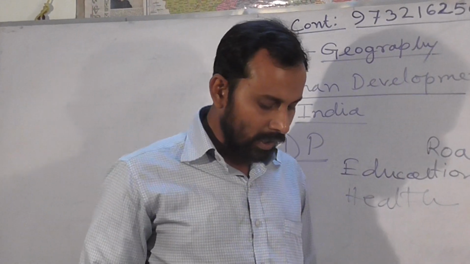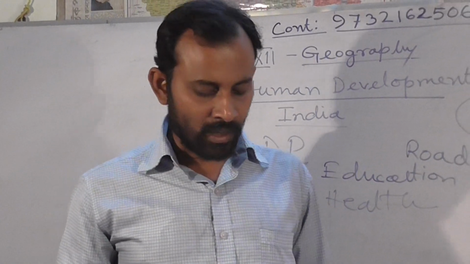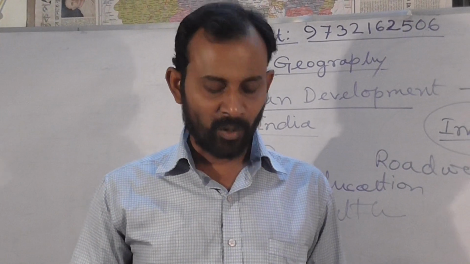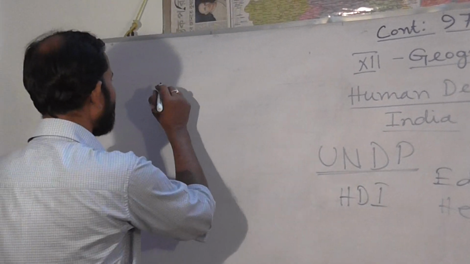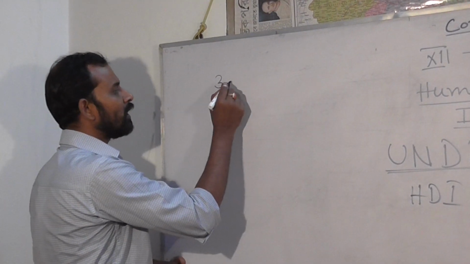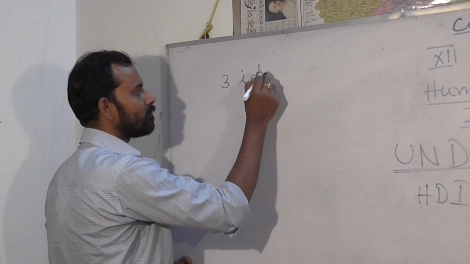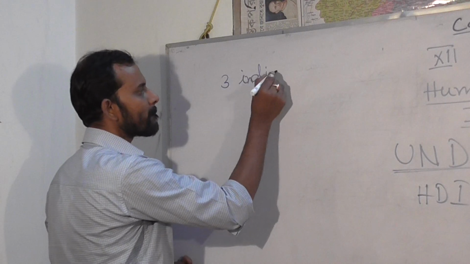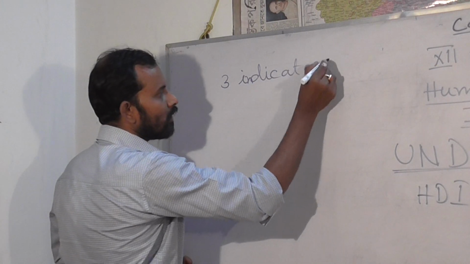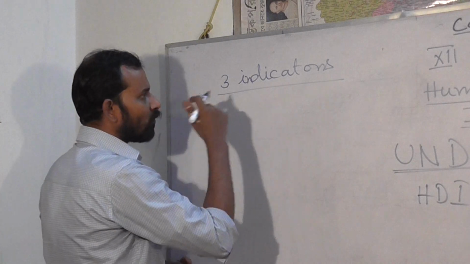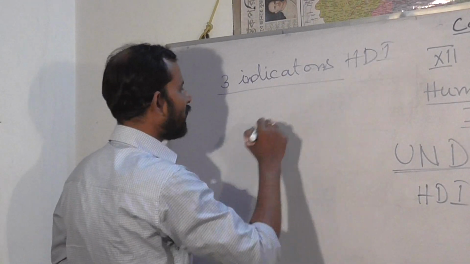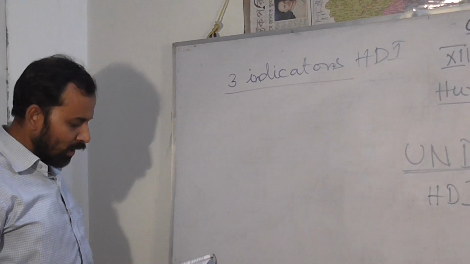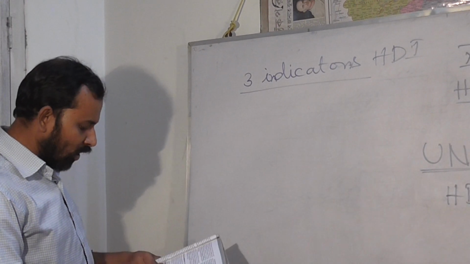Next one, what are the indicators of human development? We have chosen three indicators for India. Three indicators. There are three indicators, for what? Indicators for HDI or human development in India. What are they? Number one, that is the economic attainments.